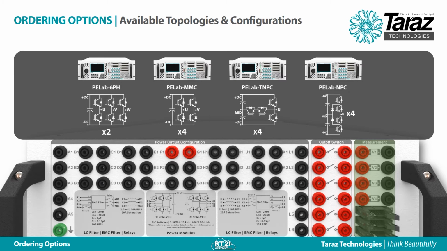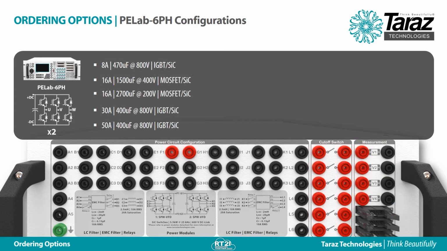Since we have 16 analog channels divided equally between voltages and currents, this will only be possible if we have unused sensors. The 6-phase configuration can have up to 2 3-phase inverters in a PELab. You can select the inverter's ratings, DC link voltage, and switching technology depending on your application. But the 50 ampere version will not use the banana connectors due to their current limitations.